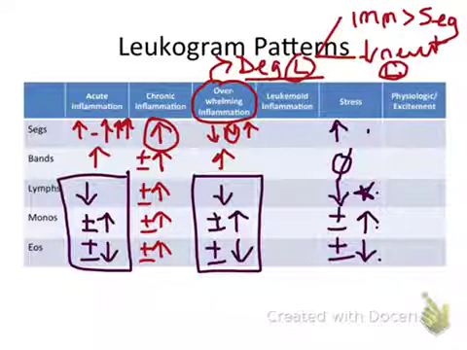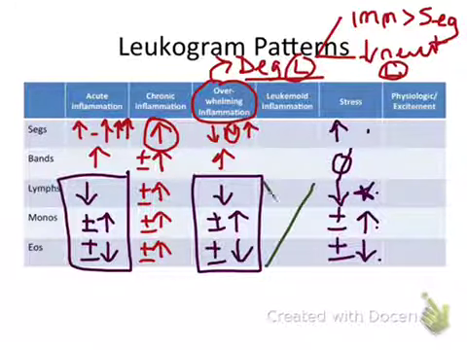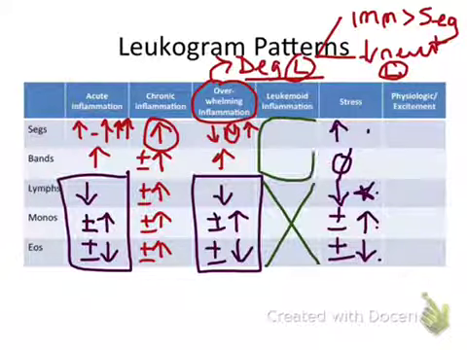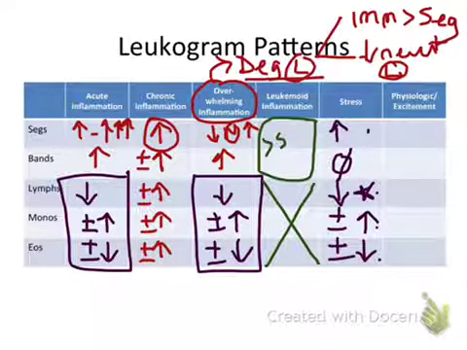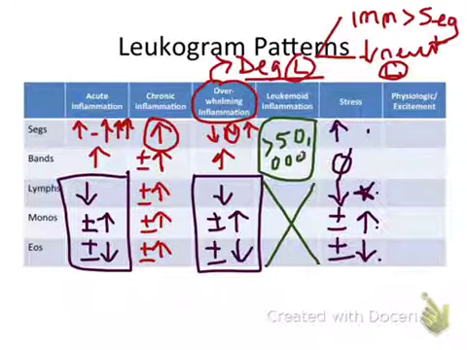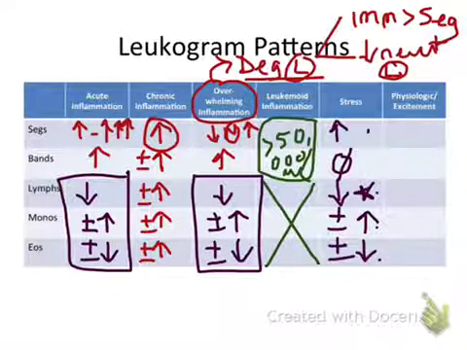Leukemoid inflammation is a special type of inflammation where we really don't care what the lymphocytes, monocytes, or eosinophils are doing. We're just looking at what the neutrophils are doing. And in this case, there's a marked neutrophilia that is greater than 50,000 neutrophils per microliter. And with this neutrophilia, we start to think about specific disease processes, and in particular those that start with P.